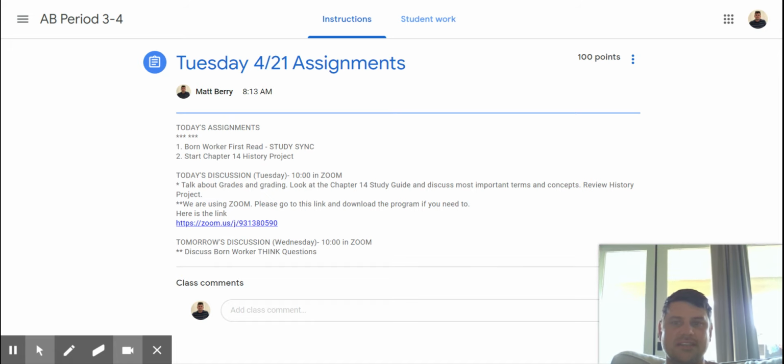Today's discussion at 10 o'clock, we're going to be talking about grades and grading. We're going to look at the Chapter 14 study guide, which we did yesterday. We're going to go over that, and if you didn't get all the answers, I'll review those answers with you so you can make sure you have them correct. And then we are going to review and start our history project. That'll be at 10 o'clock today.